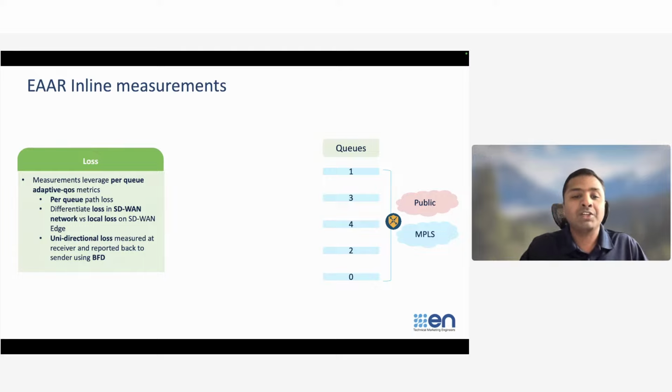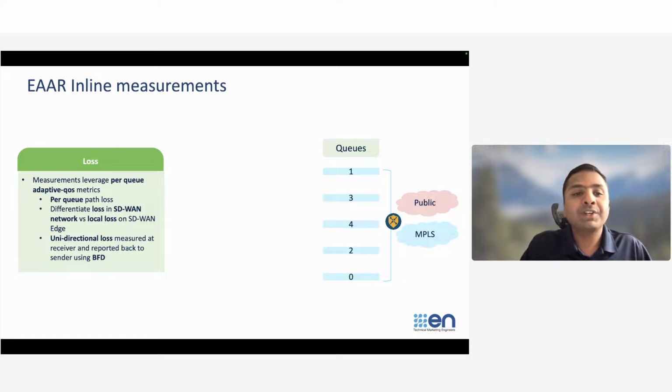or the local SD-WAN edge device. The loss measured is one directional. So whenever you have an SD-WAN edge device, you have a remote SD-WAN edge device, which is going to be the receiver. The receiver will report the loss, again using BFD, to help us measure the unidirectional loss.